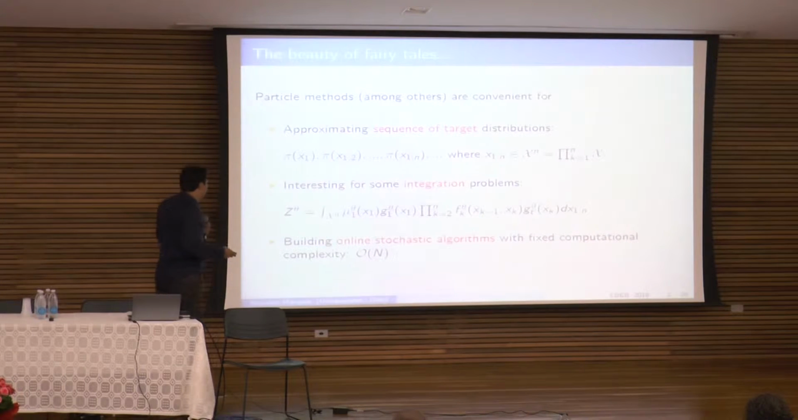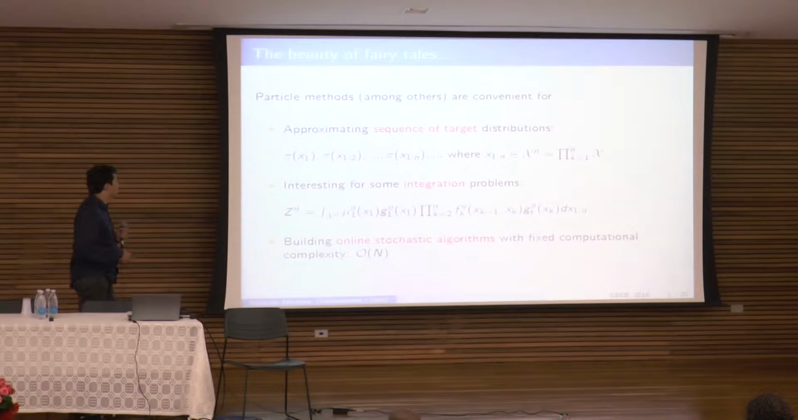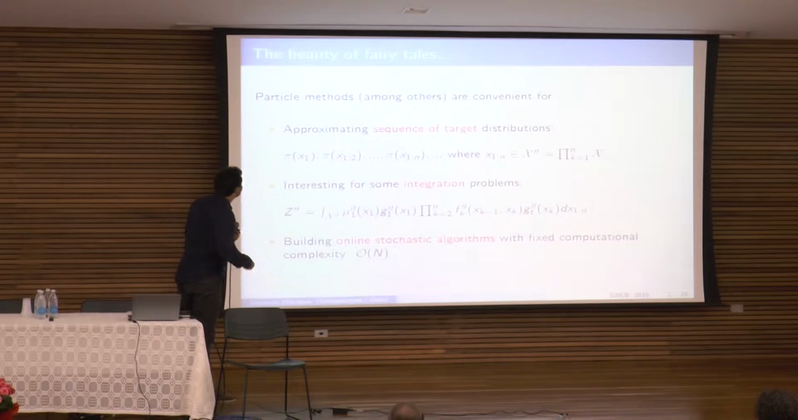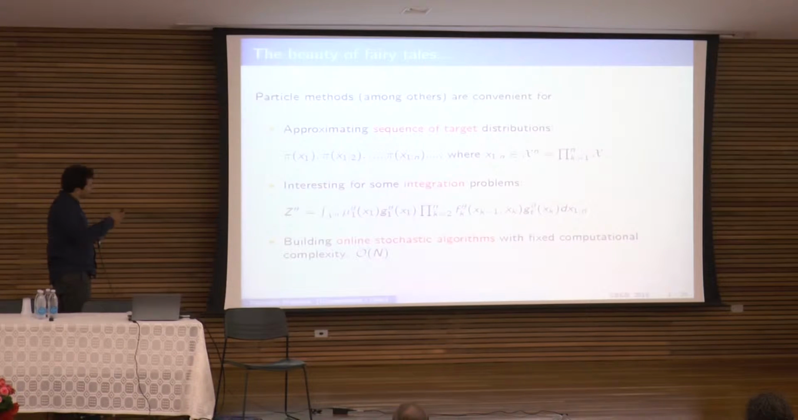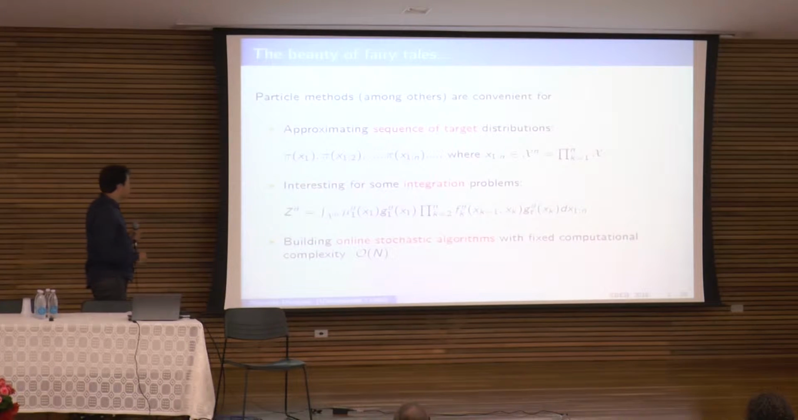Or even more, you can see this problem to build an online stochastic algorithm, where you try to at least fix the computational complexity, here in the order of the number of samples. So that's the main task of particle methods. Basically, you are focused on solving these three problems together, or focusing on one of the problems.